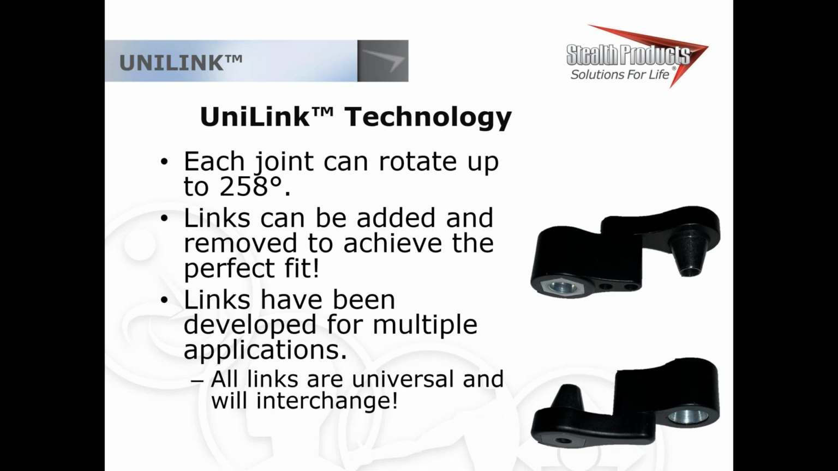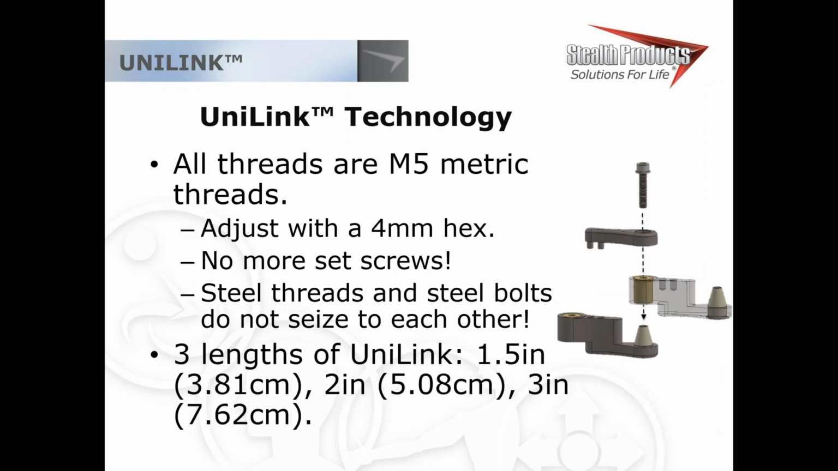You can add or take away links as needed, and we have links for multiple applications, but they're all interchangeable. So that is a big key difference here, that everything is interchangeable. Everything's metric M5 threads now, and we're looking at adjustments with a 4mm Allen wrench. There is one small exception to that rule, and we'll cover that in a minute, but for the most part, everything is metric M5s.